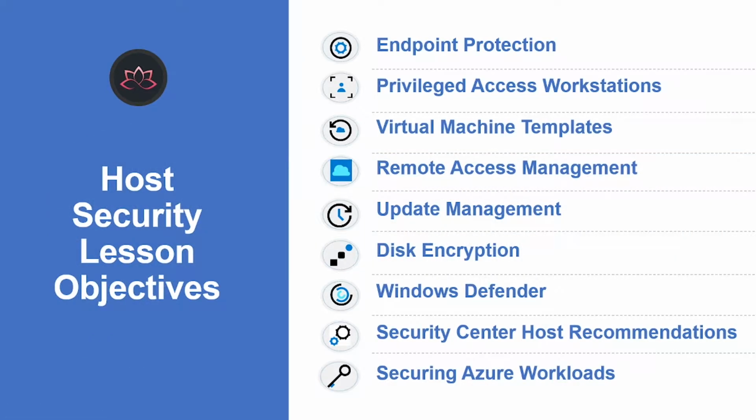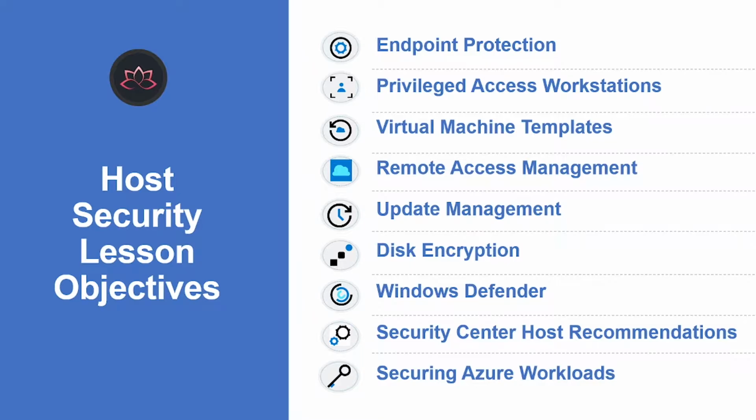Let's have a high level look at the things we are going to learn in this video. We will start with understanding what is endpoint protection and what is PAW, which is privileged access workstations, and what are virtual machine templates and how can you apply these templates, and what are the benefits of using these templates, and how can you remotely access and manage both Windows and Linux machines. How can you use Azure Update Management to update all your virtual machines in Azure?